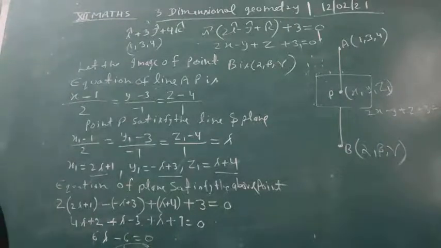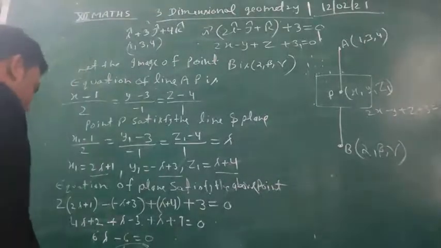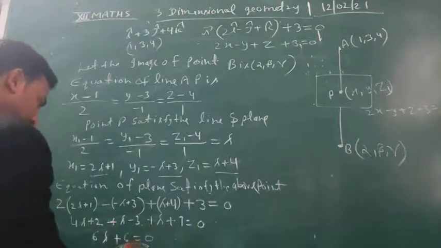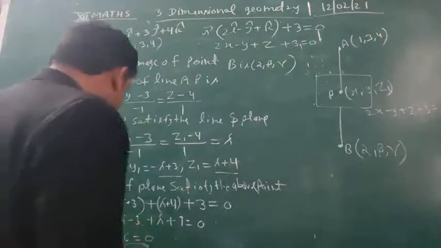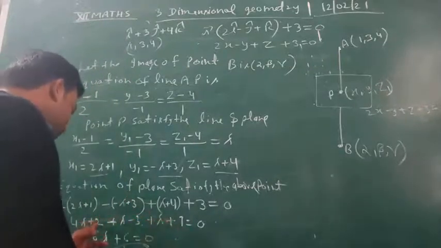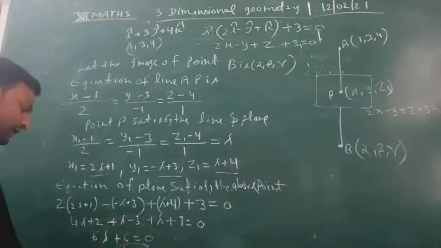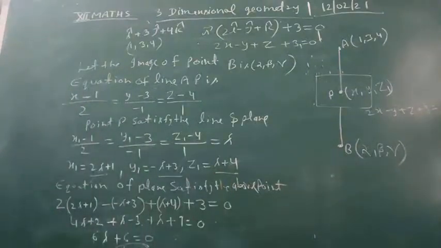Okay students, so after solving these two, what we are getting, this is plus 6 and this is minus 1. So 6 and 4 and 2, 6 and 6 to 9 minus 3 is 6, and when we send this side, so we get our lambda is minus 1.